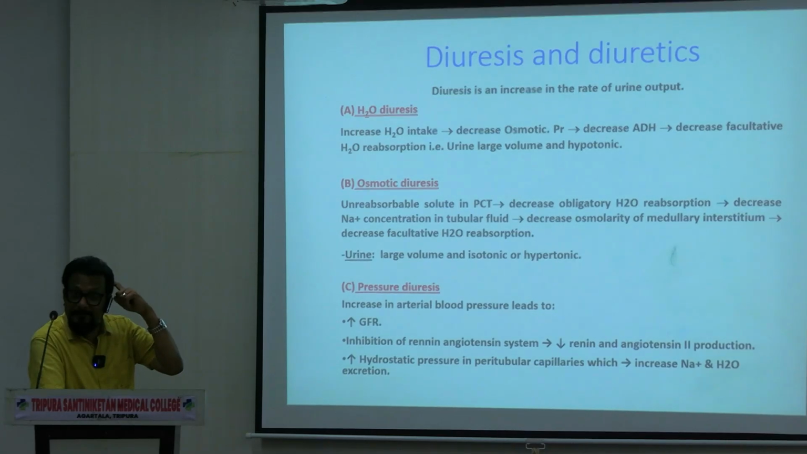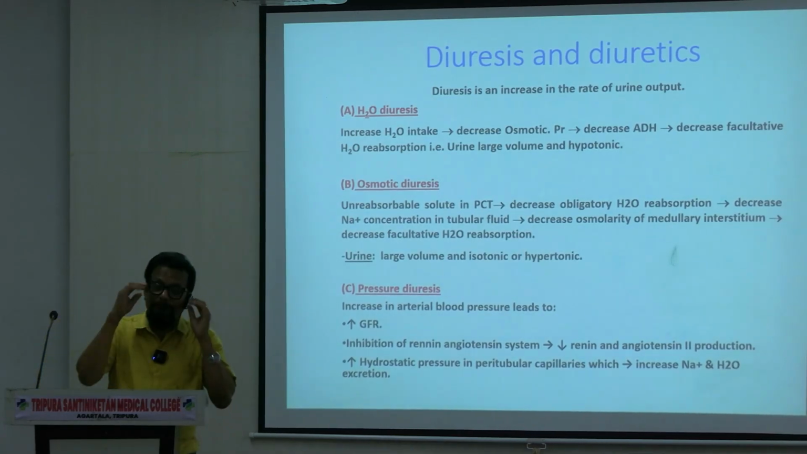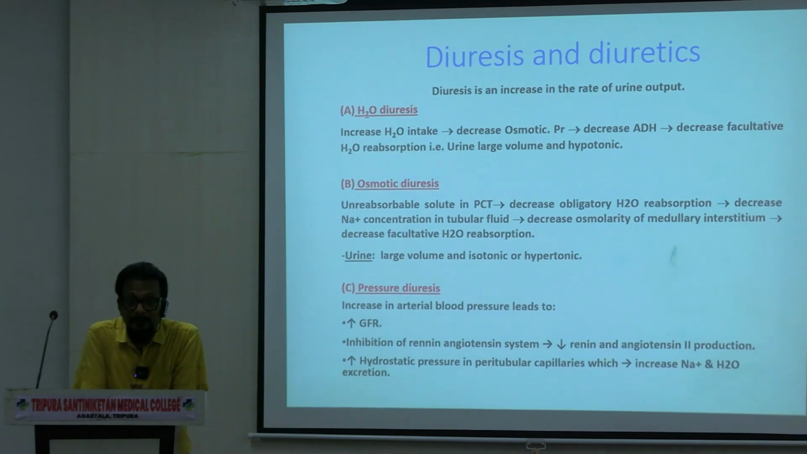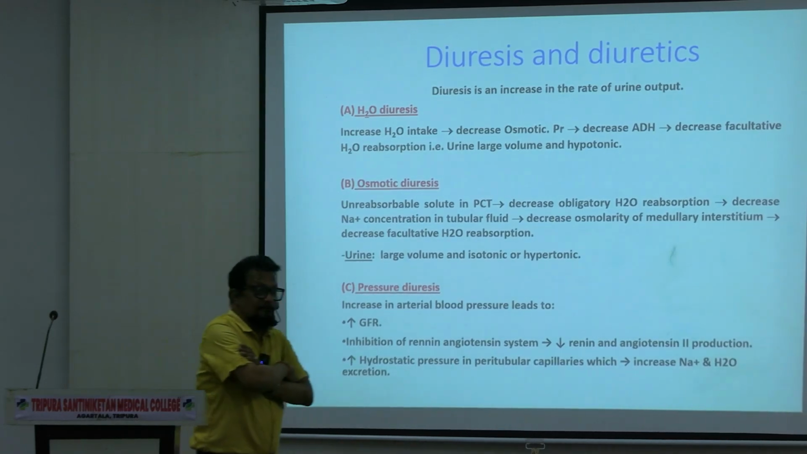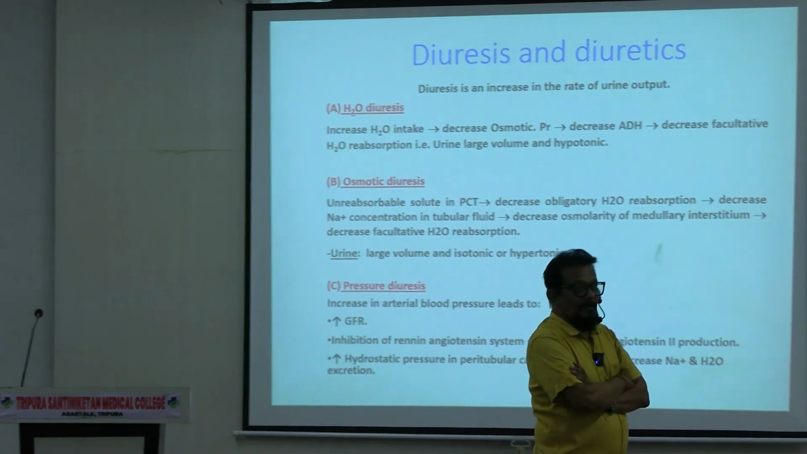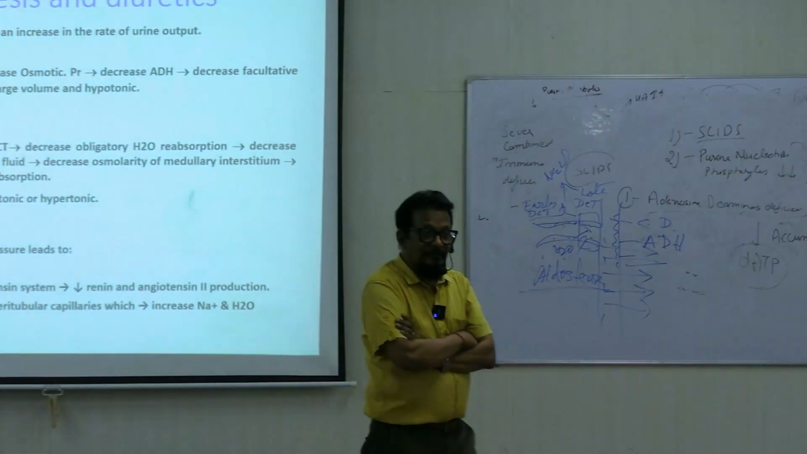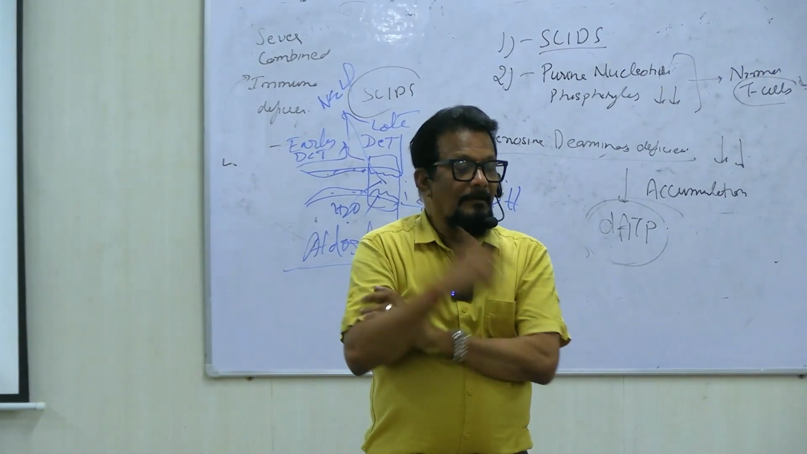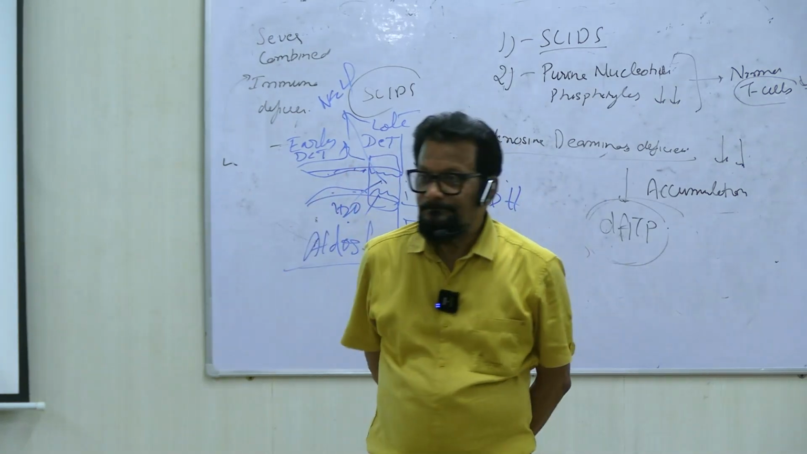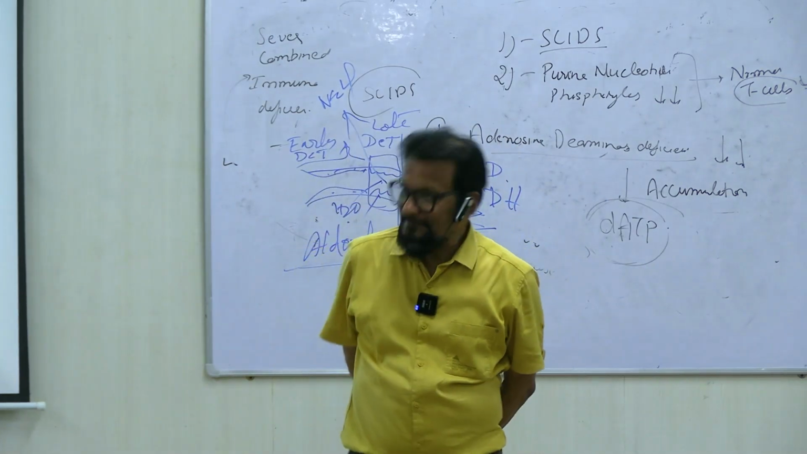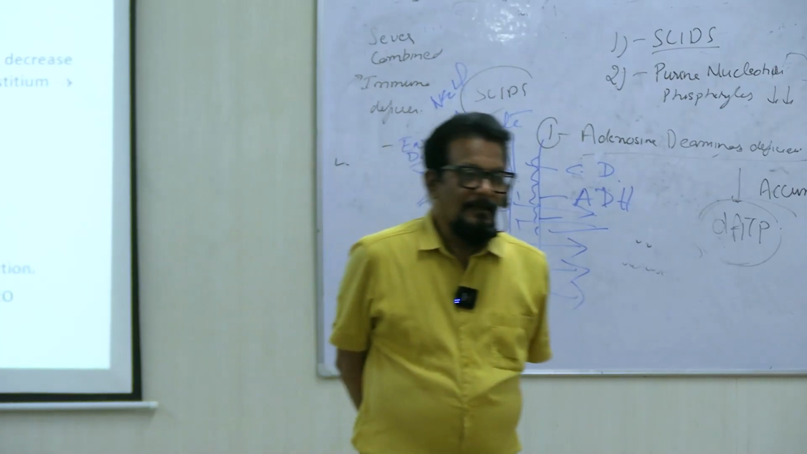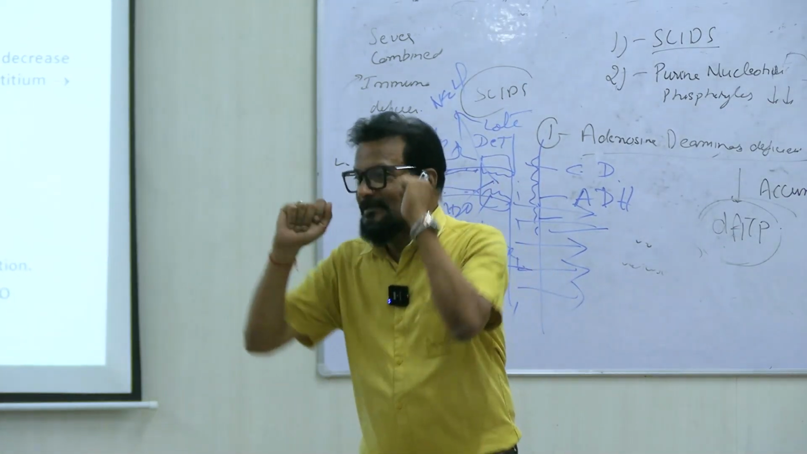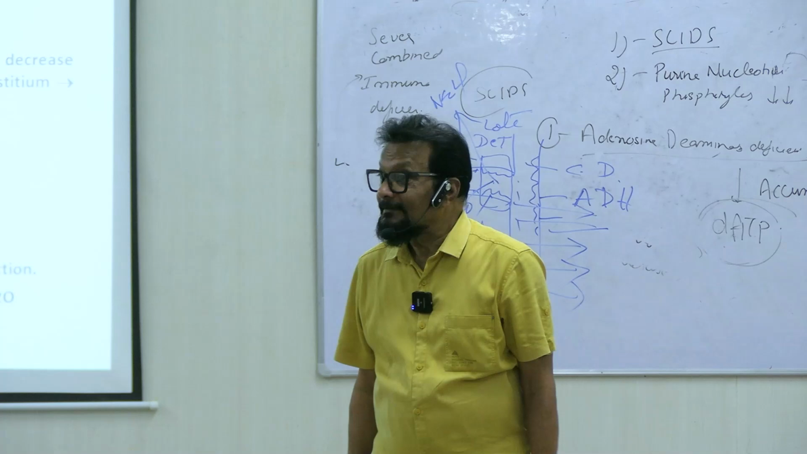That's why I will inhibit the release of ADH. Where is ADH released from? What is the source of ADH? Anybody? Hypothalamus. The hypothalamus has osmoreceptors.